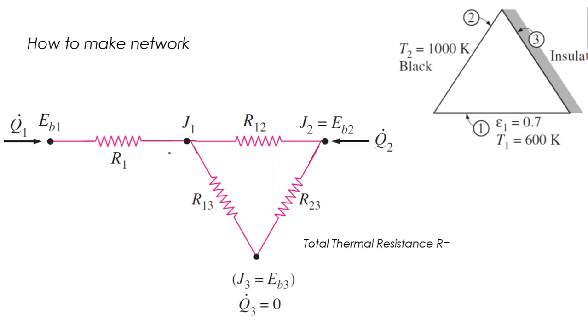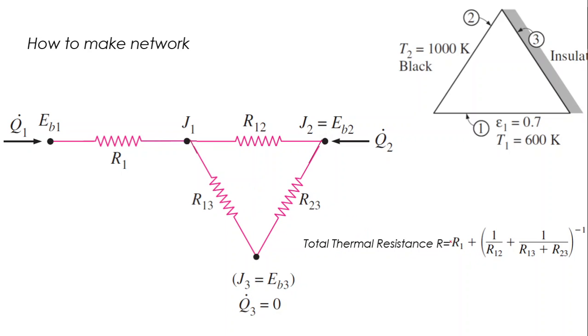Right, as you can see here, R13 and R23 both are in series, so we are just going to add them, R13 plus R23. Okay, then you can see R13 plus R23 and R12 are in parallel. In the same manner we are going to find out the total resistance. I am going to explain that in the next slide.